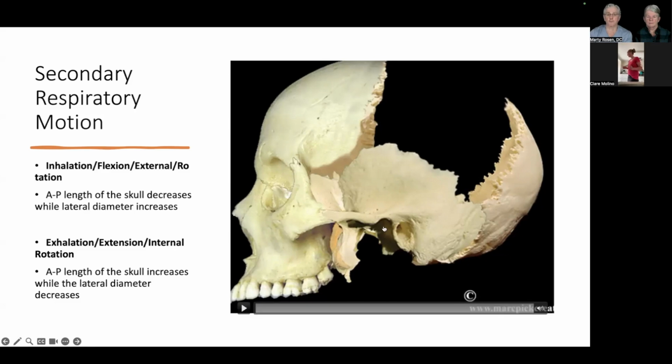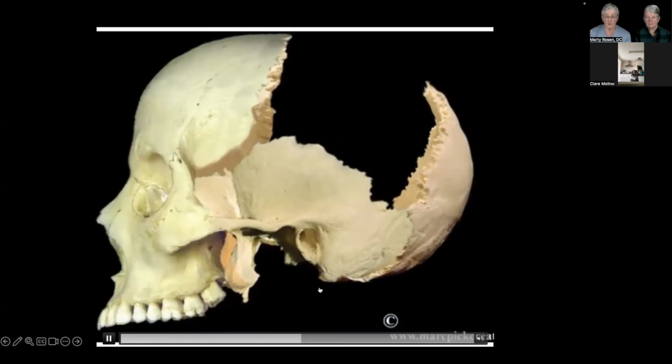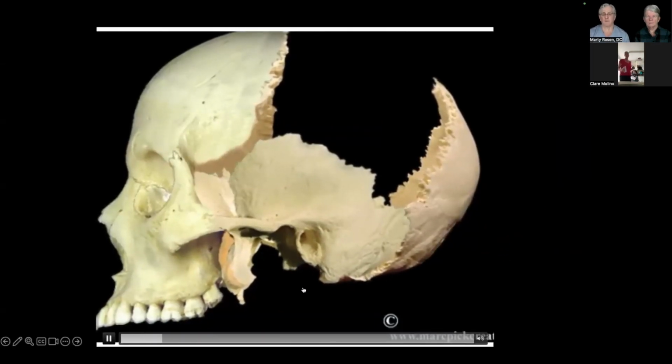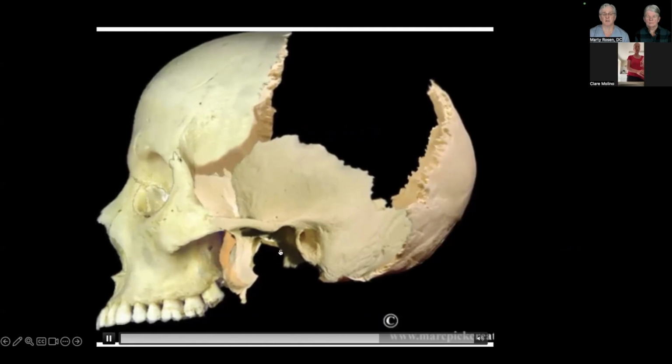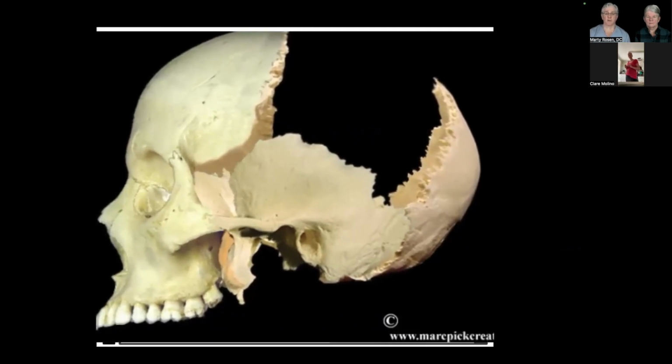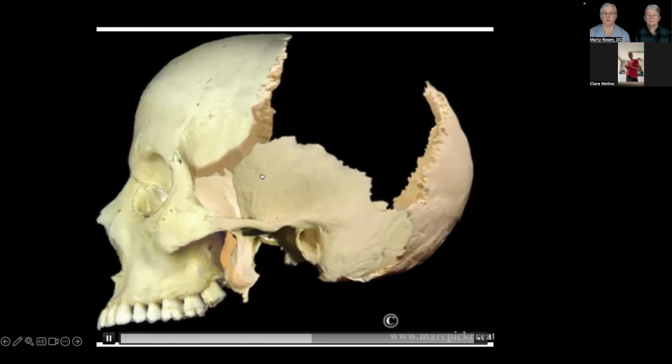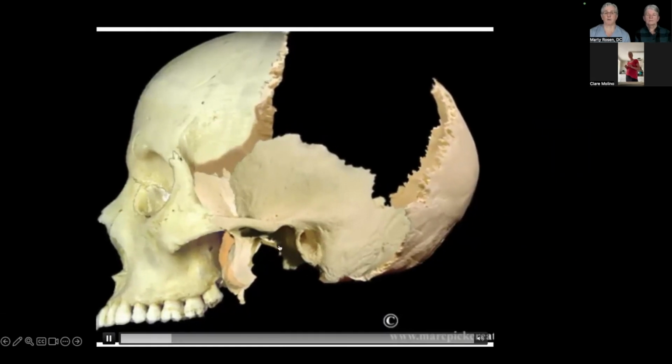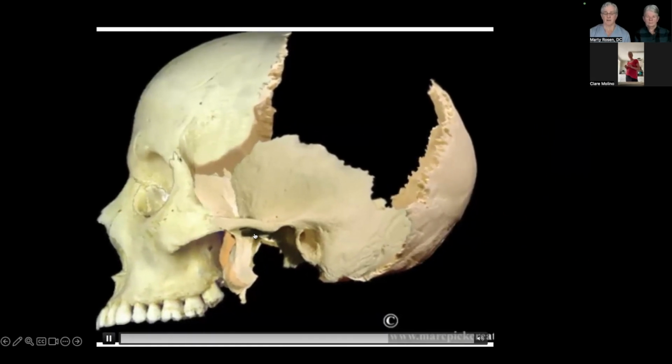But if we slow the process down, what we're looking for and what we want to feel is this motion. On inhalation, the system goes into flexion. On exhalation, extension. So when a system goes into flexion, one of the things that's going to happen is the sphenobasilar angle is going to get smaller. That angle getting smaller is what we call flexion.